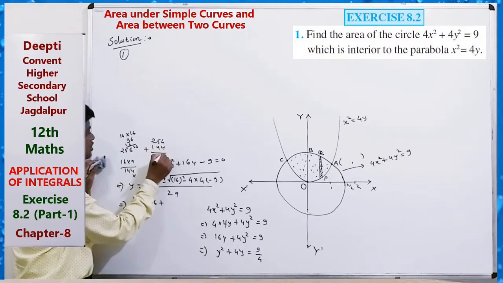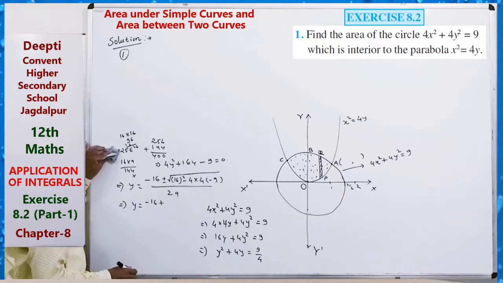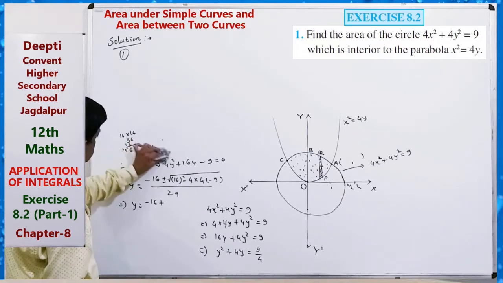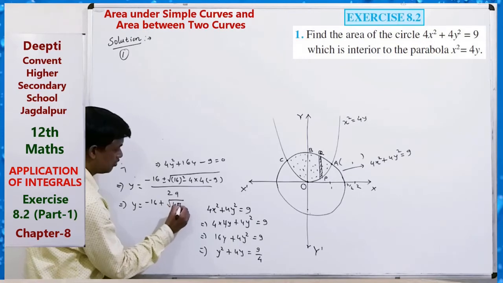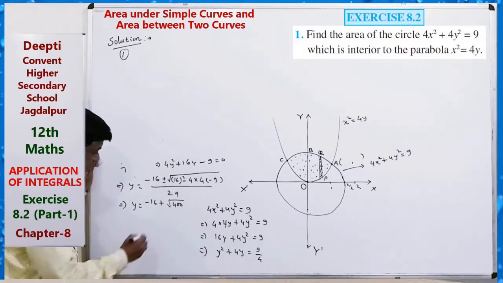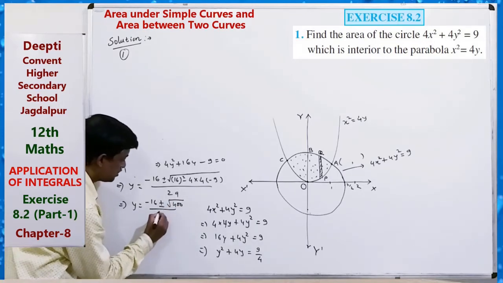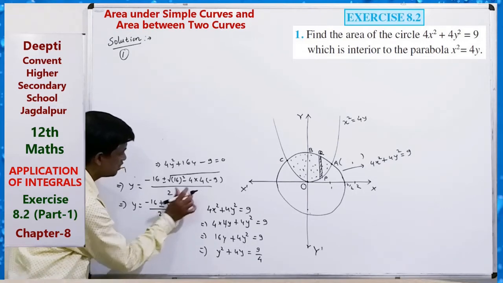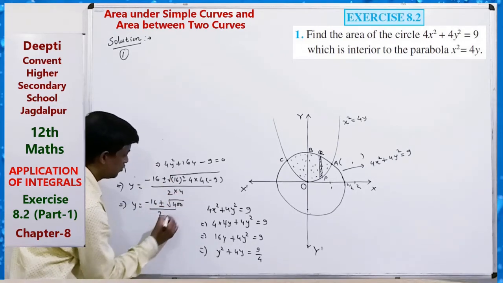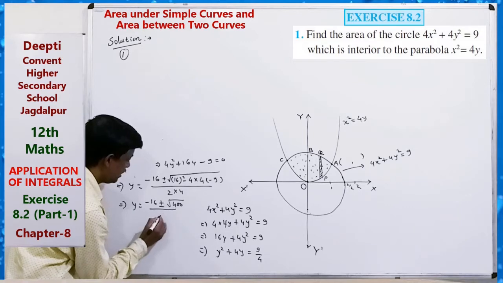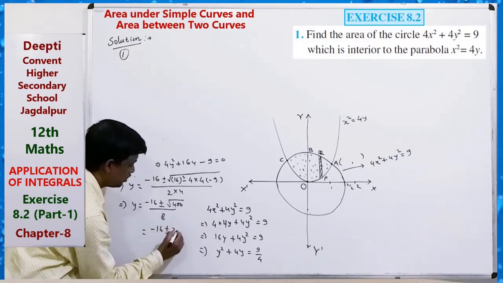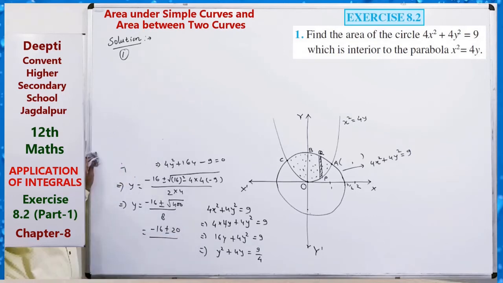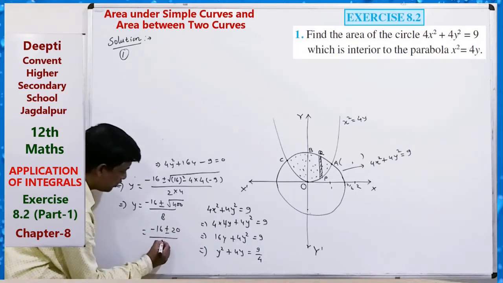144. So this 400. So what is the value? 400. Root of 400, that is 20. Okay, so plus minus upon 2a means 2 into 4 means 8. Here 8. So minus 16 plus minus 20. 20 square, 400. So upon 8.